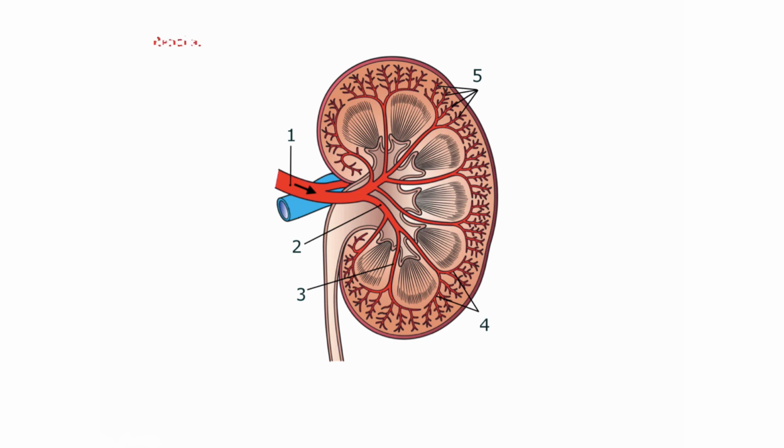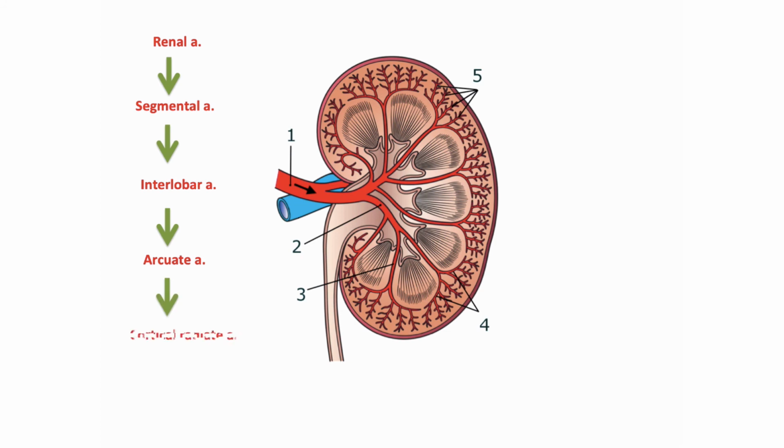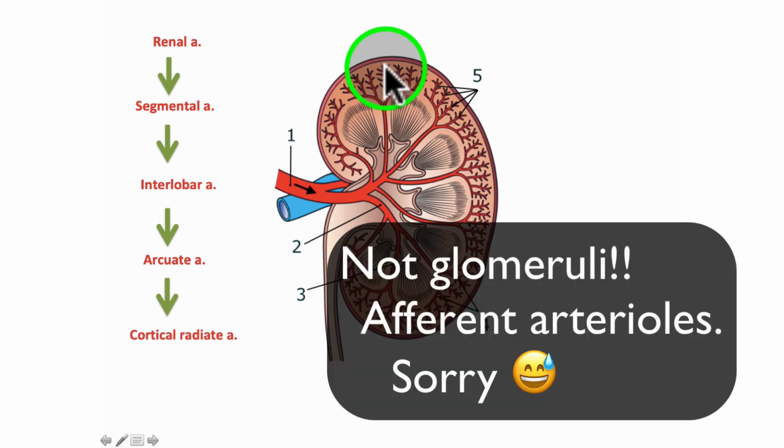Here is that kidney with the blood flow. We have the renal artery, which in this image is number 1. That's going to give rise to the segmental arteries, which we see in 2. Then we have the interlobar arteries, which are labeled 3. The arcuate arteries are number 4. And then we have the cortical radiate arteries, which we see in 5. Coming off the cortical radiate arteries, we have 1, 2, 3, 4, 5, 6, 7, 8 glomeruli.